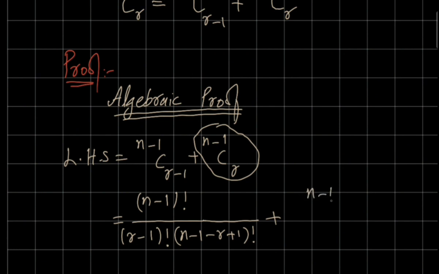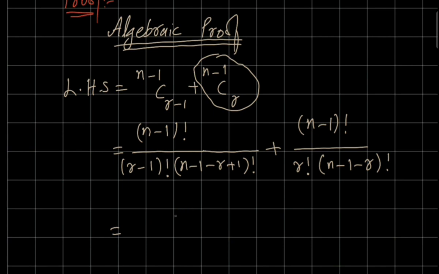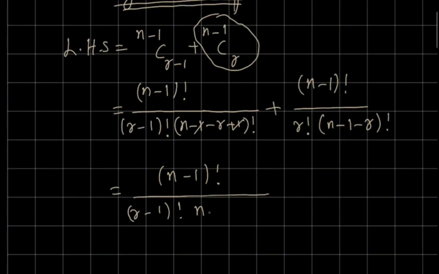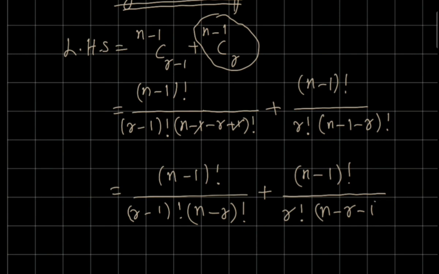This is n minus 1 factorial over r factorial, then n minus 1 minus r factorial. Simplify these expressions, we will get n minus 1 factorial, and the denominator r minus 1 factorial, n minus r factorial. And what about this? n minus 1 factorial over r factorial, n minus r minus 1 factorial.